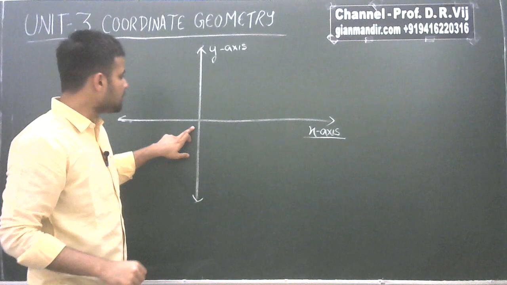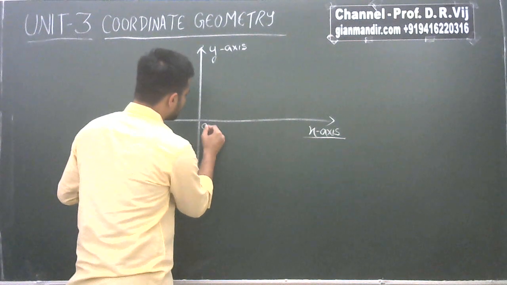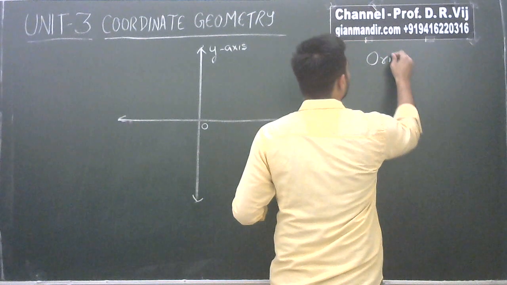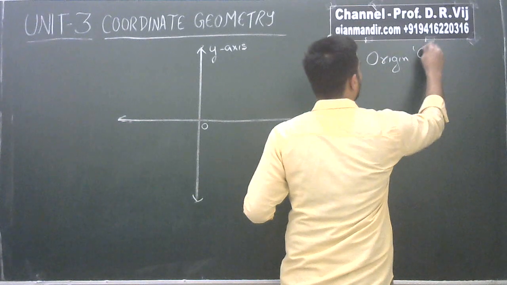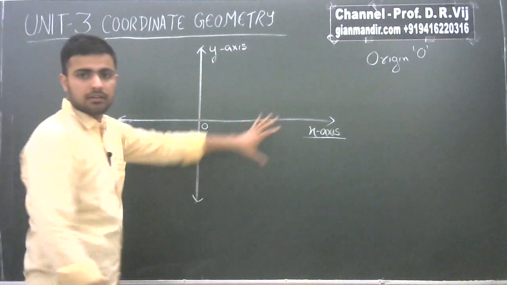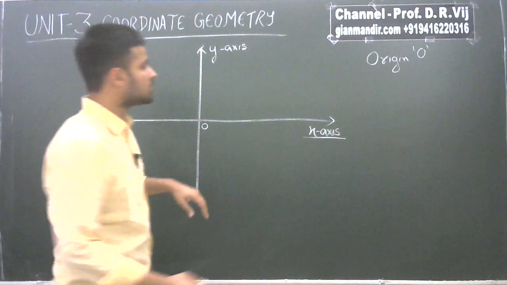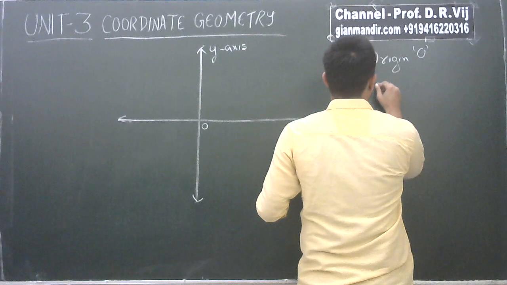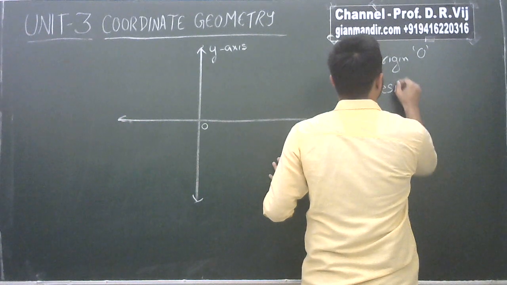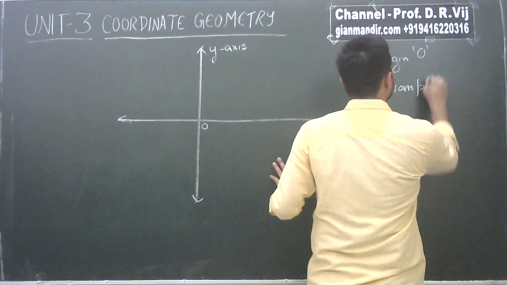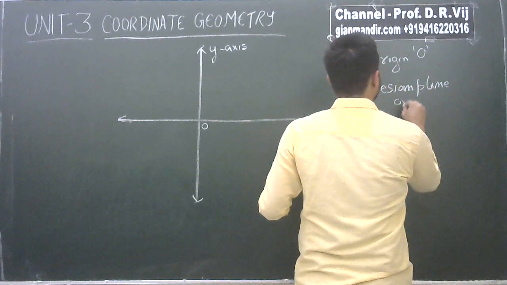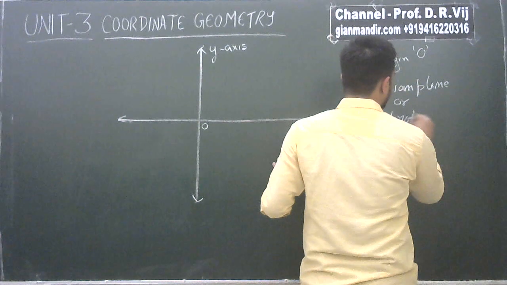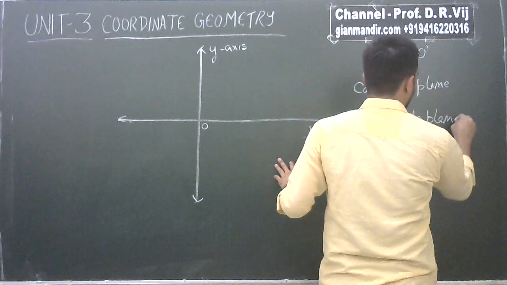And the point where they meet is called origin, and it is represented by O. And this entire plane is known as Cartesian plane, or coordinate plane. Okay.